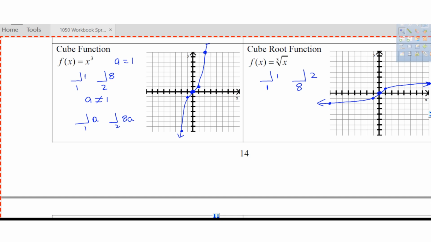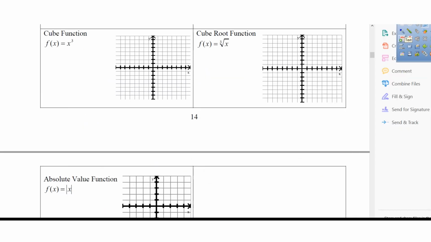Now those stretches are if A is equal to 1. So if A is not equal to 1, it's 1, 1, 8, 2. Then you take those ups and times them by A. 1 times A is A. 2 times A is 2A. All right, let's keep going.